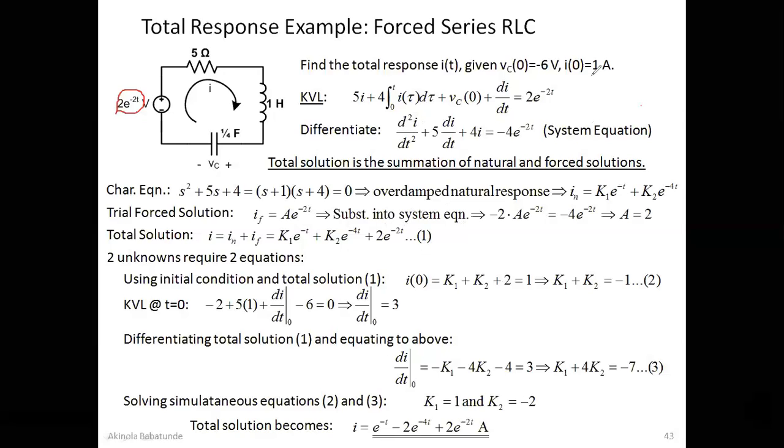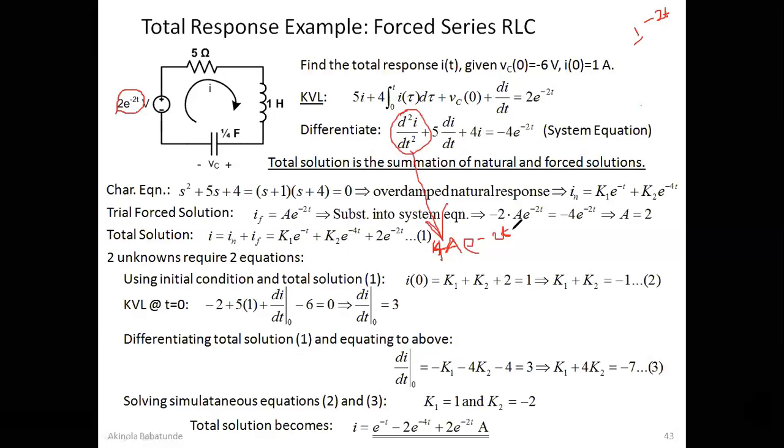minus 2a exponential minus 2t if you differentiate it once, right? Then since it is d squared i dt squared, that means you're going to differentiate it again. If you do that again, what you're going to have is 4a exponential minus 2t. That is what this is going to be.